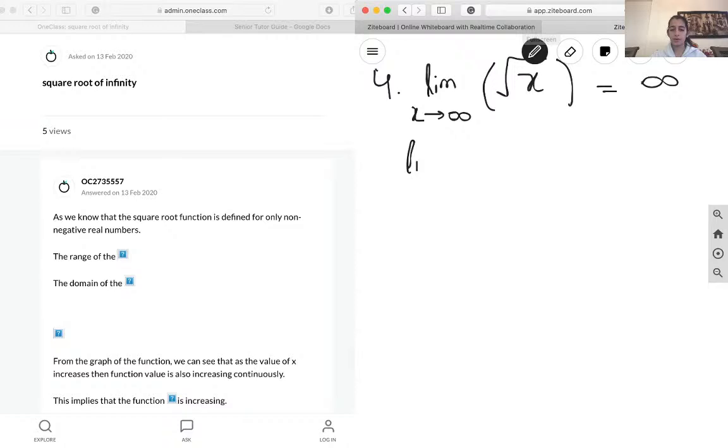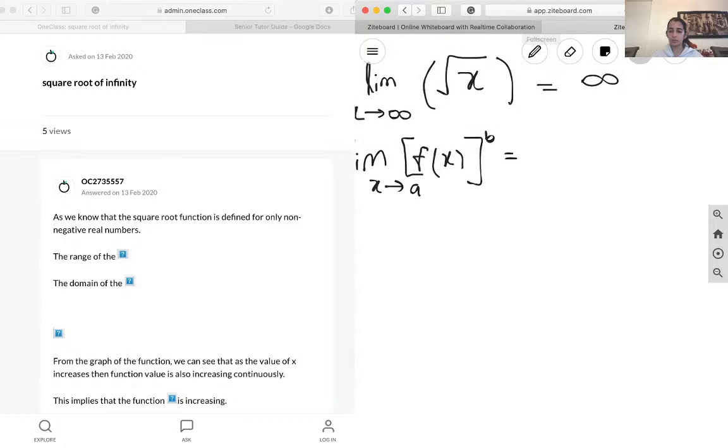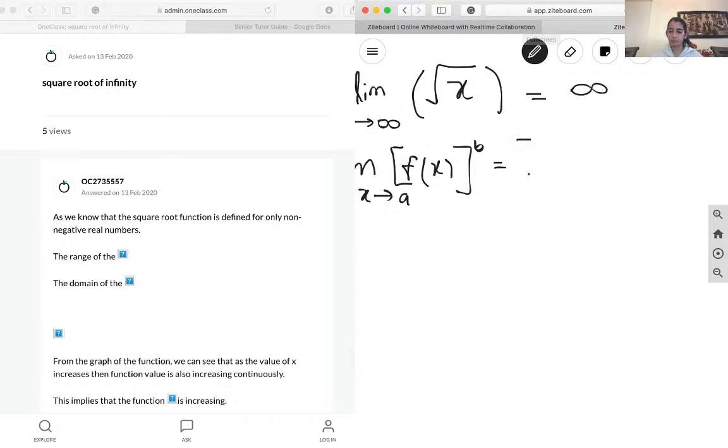So then we're going to say that the limit of x as it approaches a of a function to the power of b, because that initially is 1 over 2, is equal to the limit of x as it approaches a of f of x to the power of b, with the exceptions of intermediates.